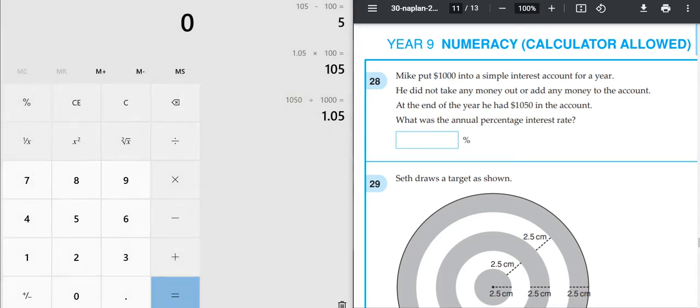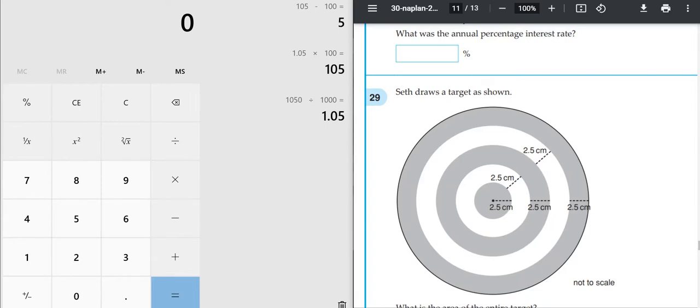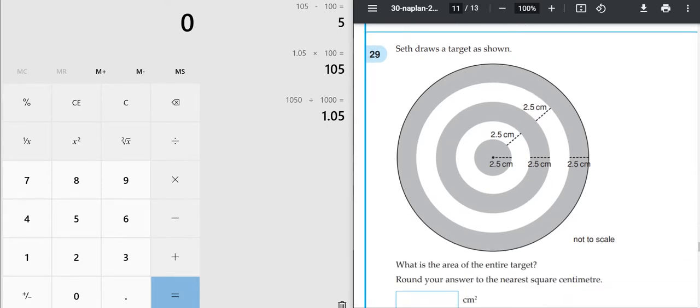When it comes down to question 29, Seth draws a target as shown, not to scale. What is the area of the entire target? Add your answer to the nearest square centimetre. So for this one, it's saying what is the area of the entire target. So obviously this whole circle, as you probably know, pi r squared will get you the area. So for us to figure out pi r squared, we need either an r, a radius, or a d, diameter, to be able to halve it and get the radius, or to use a very similar formula. But we'll just use pi r squared.